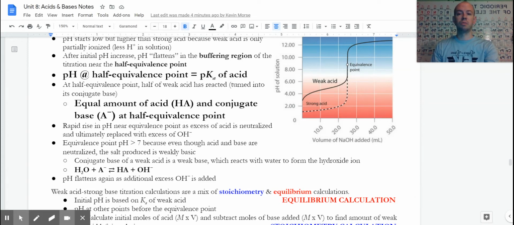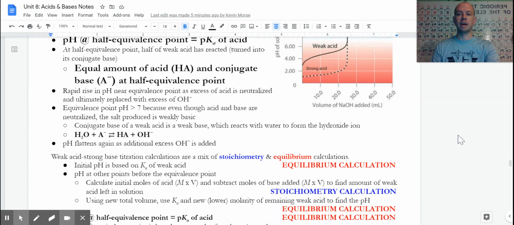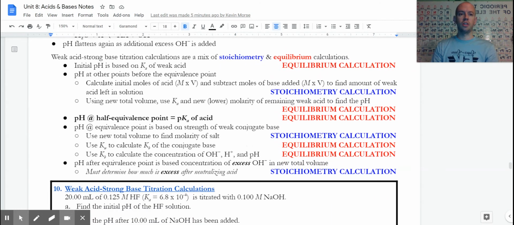This is the reaction that supports and proves that when we are at that equivalence point, our HA is gone and our OH minus we do not have an excess of. We are equivalent, the equivalent amount of HA and OH minus, but that has produced some A minus, a weak conjugate base. That weak conjugate base can accept a hydrogen from water, making hydroxide ions. And then when we keep adding our strong base, NaOH, it becomes excess, and then our pH increases and flattens out. These calculations along here are a combination of stoichiometry and equilibrium.